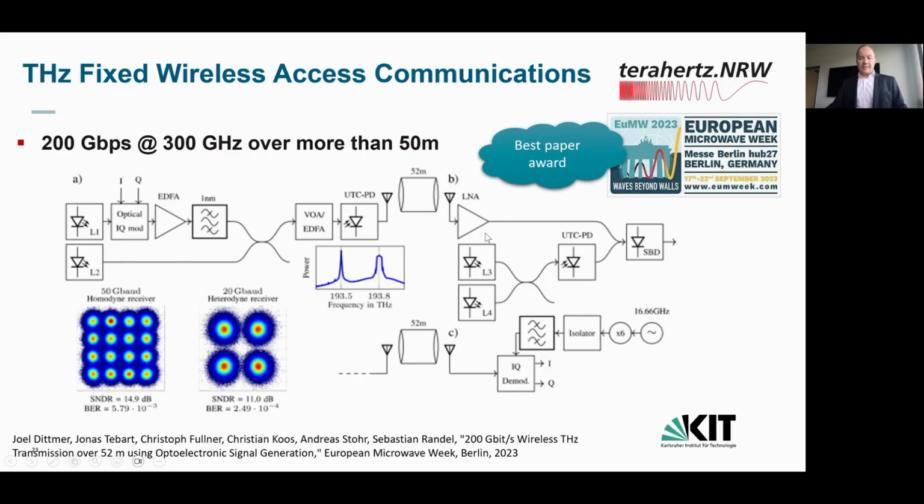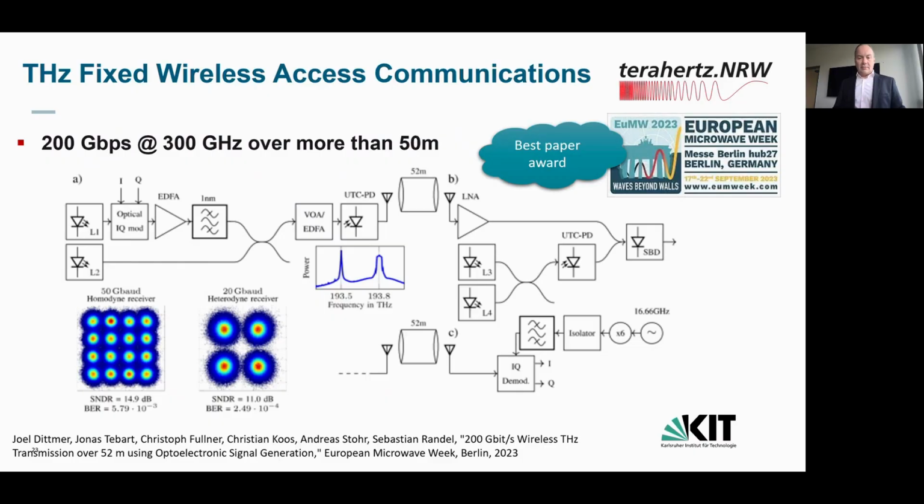In this work we use two different receiver types. The first one is the optical pump mixer. It's exactly what I've been showing you on the first slides, so the optical pump mixers. We also compared it to electrical mixers. This is the lower part where we use an electrical signal to pump the mixers and down convert the received terahertz signal. Using this system, we were now able to achieve 200 gigabit per second for a single beam at 300 gigahertz, and we were able to transmit this data over more than 50 meters.